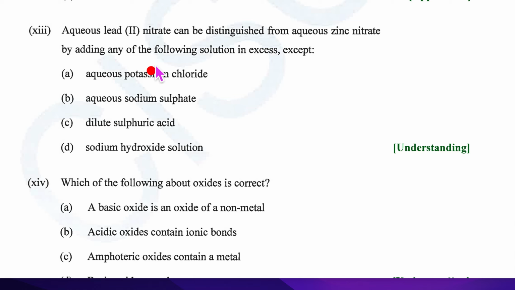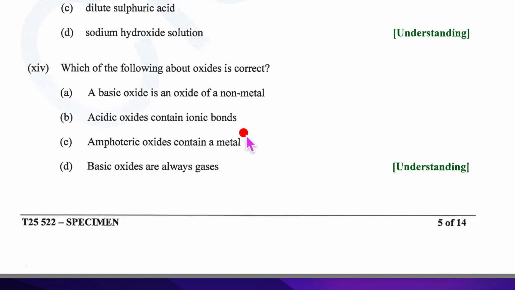Dilute sulfuric acid will give me lead sulfate, which will be a white PPT, but zinc sulfate is not a PPT. So I can use even this to distinguish. And sodium hydroxide will give me lead hydroxide here and zinc hydroxide here. Both of them are white PPTs and both of them are soluble in excess of sodium hydroxide. So I cannot use this. That is the one they are looking for. So the correct option is D.